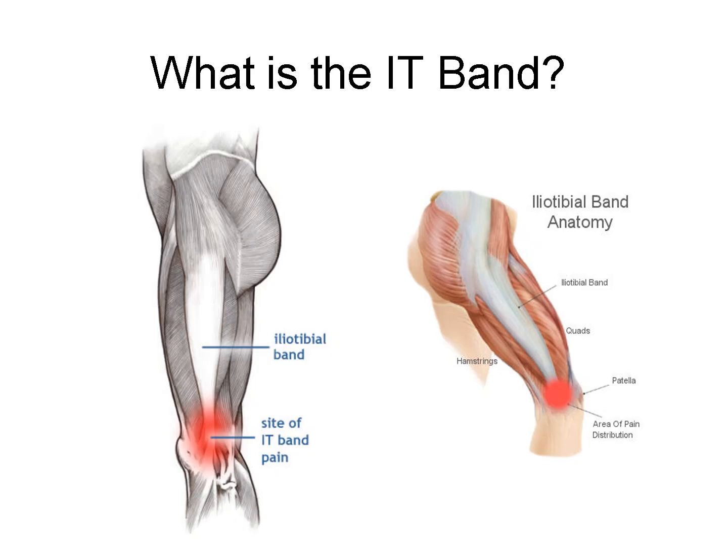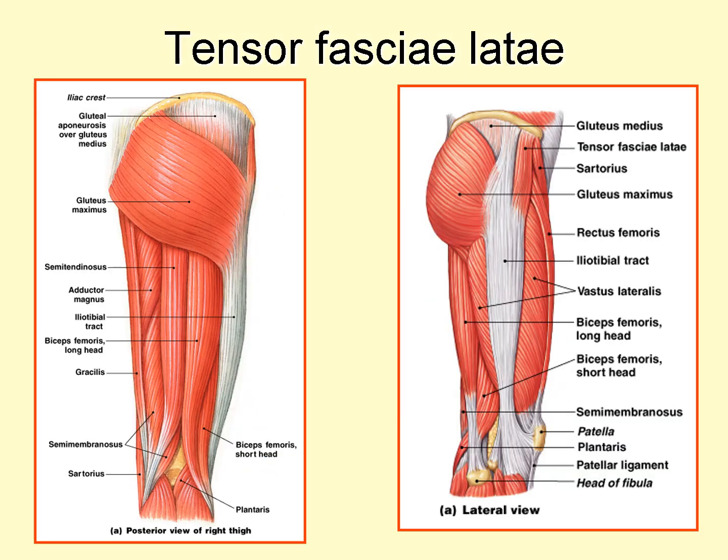If not stretched out adequately, the tensor fasciae latae tightens, pulling on the IT band. Since the band is made of bundles of collagen fibers, it has a limited ability to stretch. The pulling on the band causes pain on the side of the knee where it inserts on the lateral condyle of the tibia.